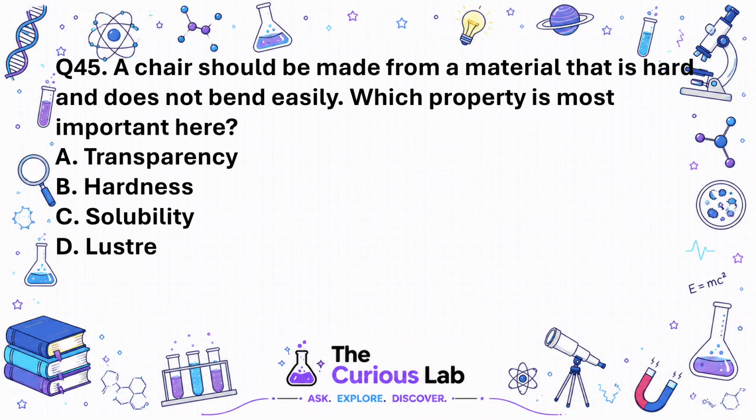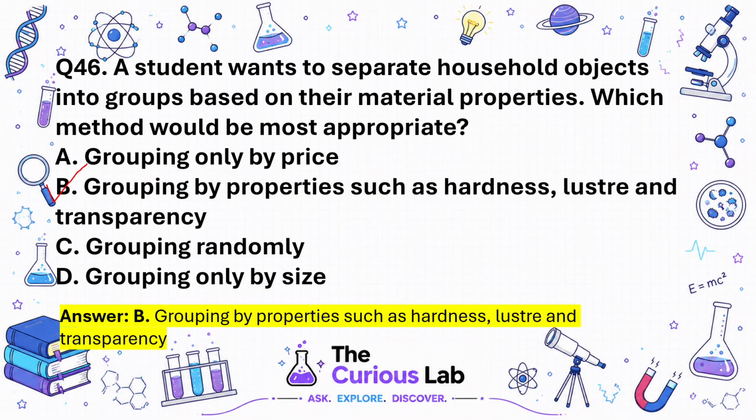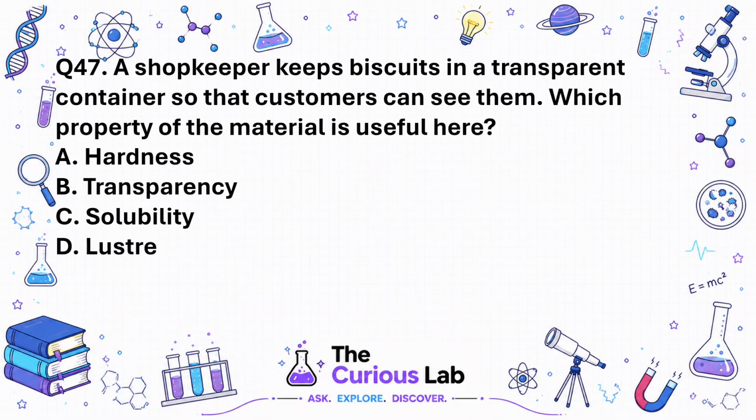A chair should be made from a material that is hard and does not bend easily. Which property is important here? The property is hardness. A student wants to separate household objects into groups based on their material properties. Which method would be most appropriate? So he should group based on the properties such as hardness, luster, and transparency.